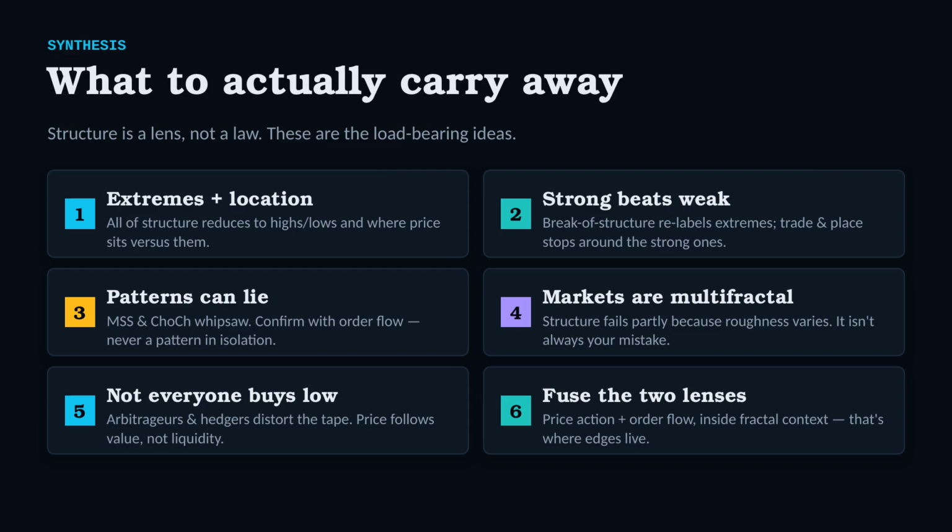4. Markets are multifractal. Structure fails partly because roughness genuinely varies over time. It is not always your mistake. 5. Not everyone buys low and sells high. Arbitrageurs and hedgers distort the tape. Price follows value, not liquidity. 6. Fuse the two lenses. Price action plus order flow. Read inside fractal context. That is where the edges actually live.